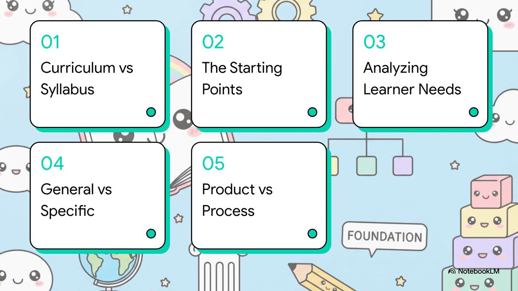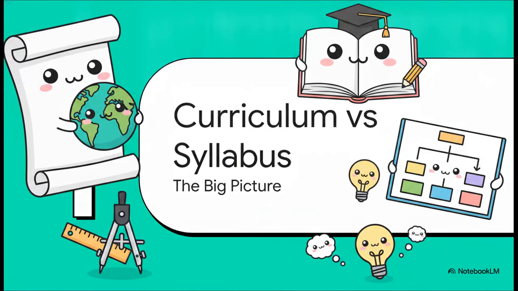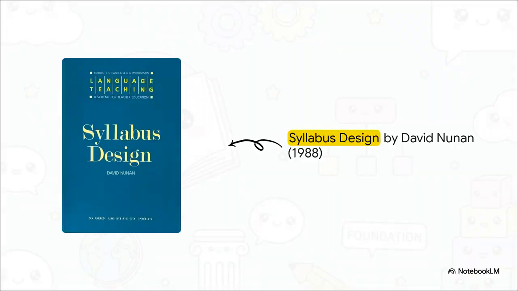Let's get started. Section 1. Curriculum versus syllabus. The big picture. First up, we really need to address a major debate right out of the gate, which is separating the overarching master plan of education from the actual actionable blueprint. To do this, we're drawing directly from David Noonan's highly influential 1988 book, Syllabus Design. This text provides a truly brilliant framework that helps language teachers and designers critically assess exactly what they're putting in front of their students. It sets a beautifully academic yet incredibly accessible tone for our whole exploration today.